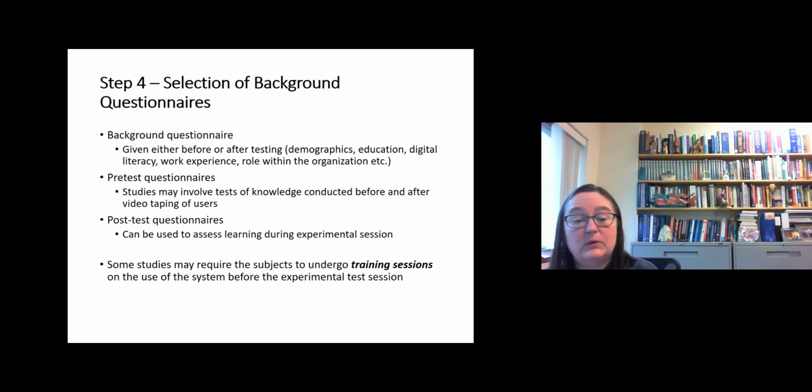In terms of post-test questionnaires, you might also create specific questions that are essentially triggered depending on how the person interacts with the system, so you can get more detail around what's happening and why.